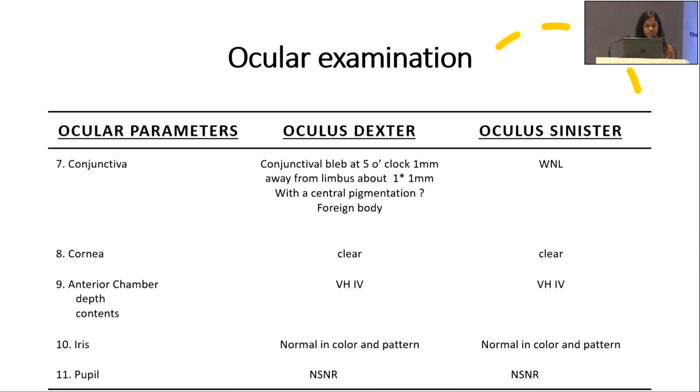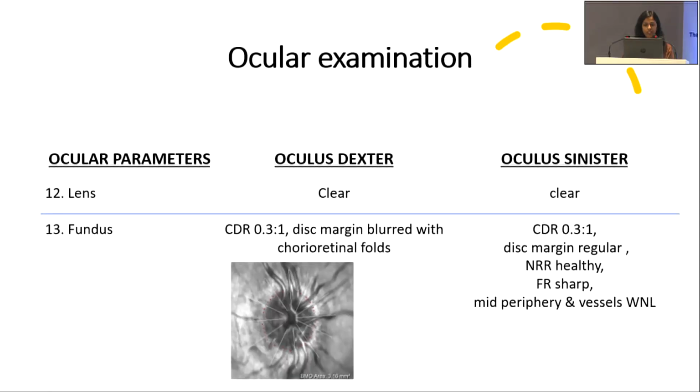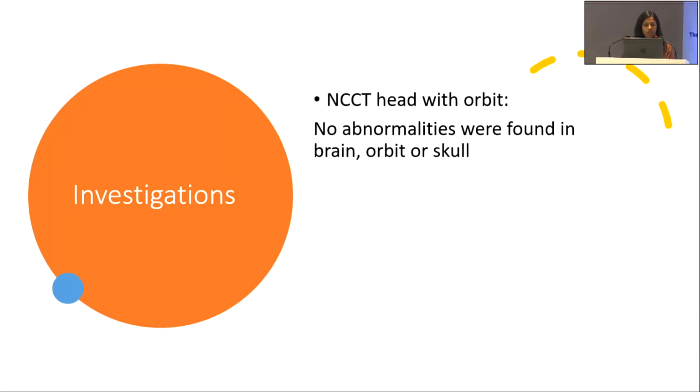The rest of the anterior segment findings were within normal limits. In the right eye on fundus examination, we could appreciate that the disc margin was blurred with chorioretinal folds seen in the fundus. In the left eye, the fundus was within normal limits. So based on our clinical history, we came to a provisional diagnosis of a foreign body in situ forming a bleb causing hypertensive maculopathy. On investigation, on NCCT head with orbit, there were no abnormalities seen, that is, no foreign body was present.